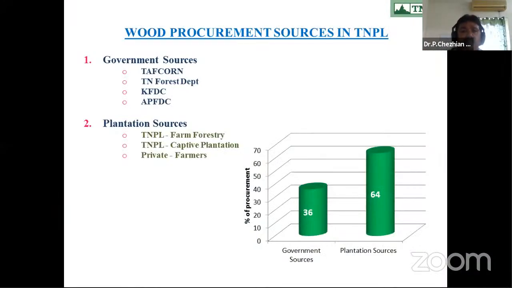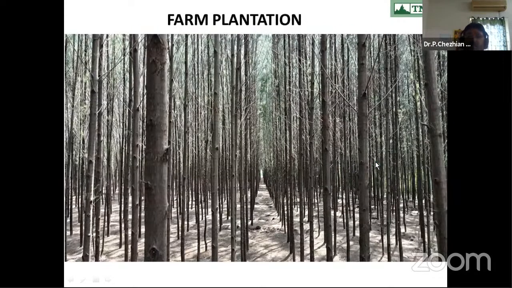And actually, the wood procurement resource in TNPL, as I told earlier: from the government, TANTEA, the Tamil Nadu Forest Department and other corporations, we procure to some extent, about 35%, and the remaining comes from plantation sources. We have a tie-up with farmers, and we executed 2 schemes, farm forestry and the captive plantation scheme. This is our major source of raw material. And this is coming to farm plantation. This is a 3 year old casuarina hybrid clonal plantation, CH5.